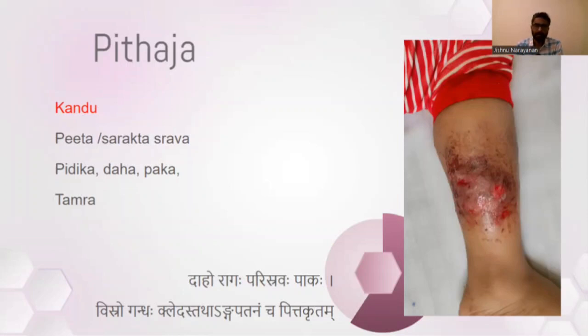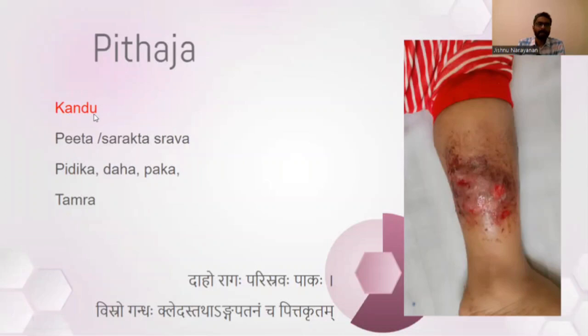So here, a Pittaja variety of a Tridosha Kushta or eczema, you can see here dark red color, Raga or Tamra Varna for that matter. Even though it is not visible, this was a case of severe oozing, Daha, and Pita and Sarakta Srava. So here you can see the Pita Varna mildly, and Sarakta Srava, there are bleeding spots, and Tamra Varna, Daha. All these Pittaja conditions can be seen.